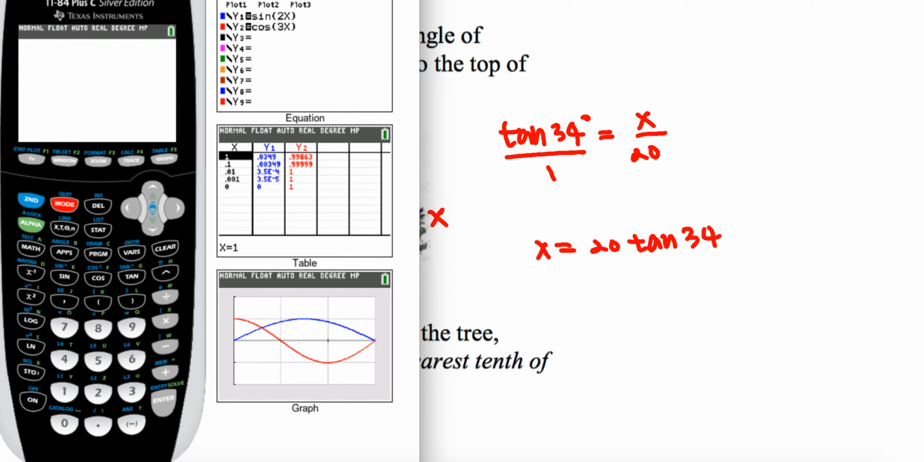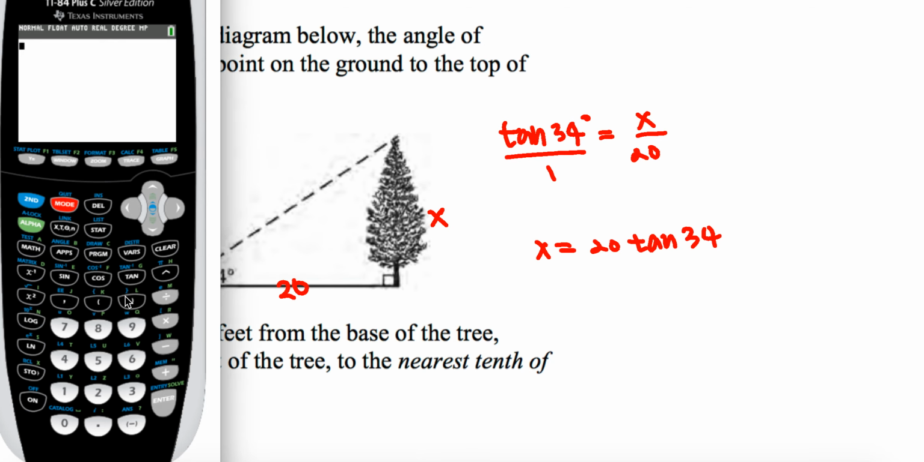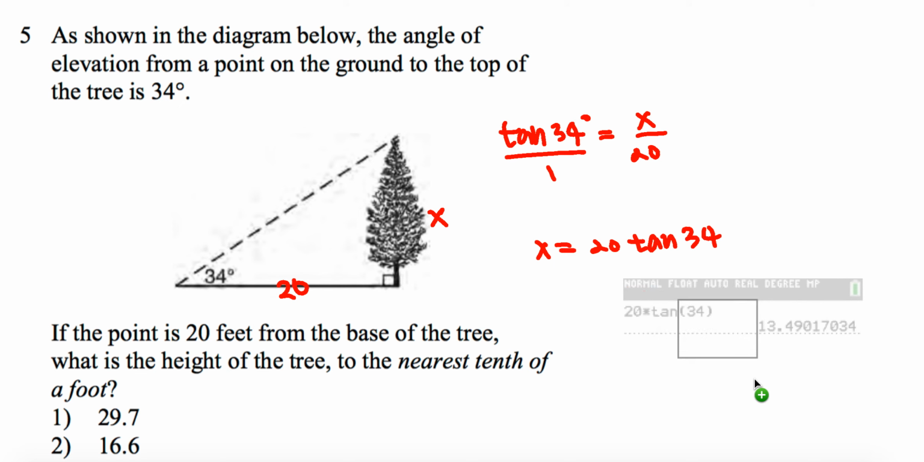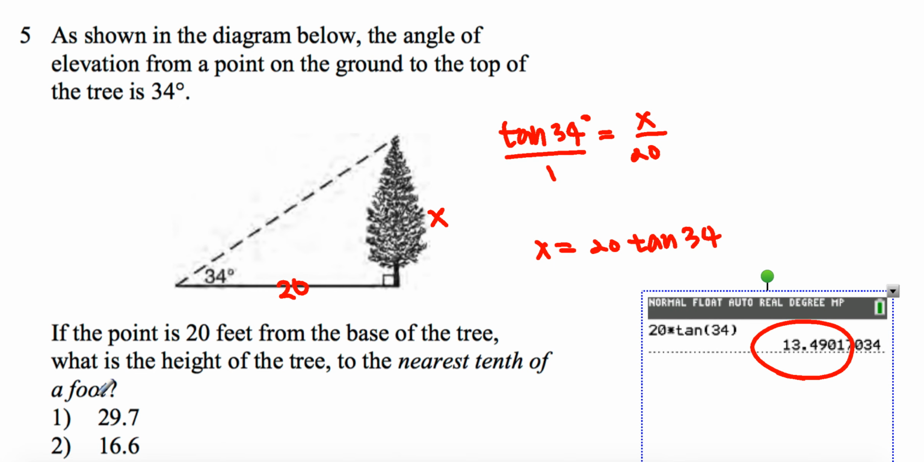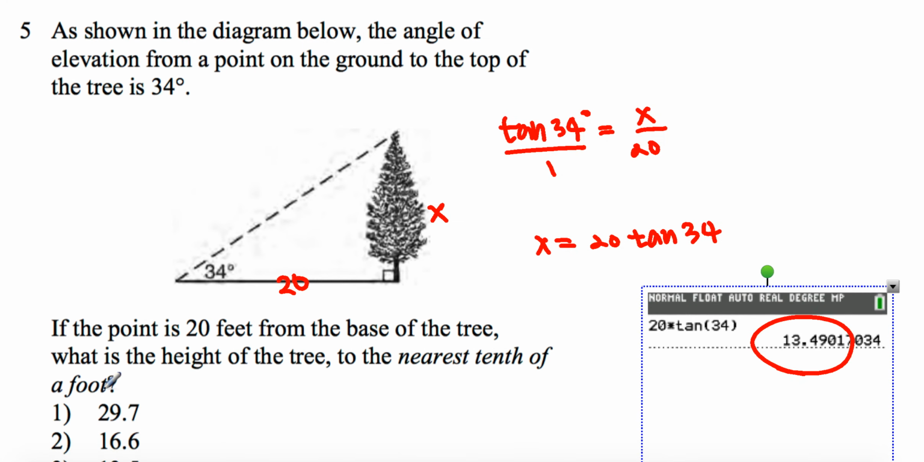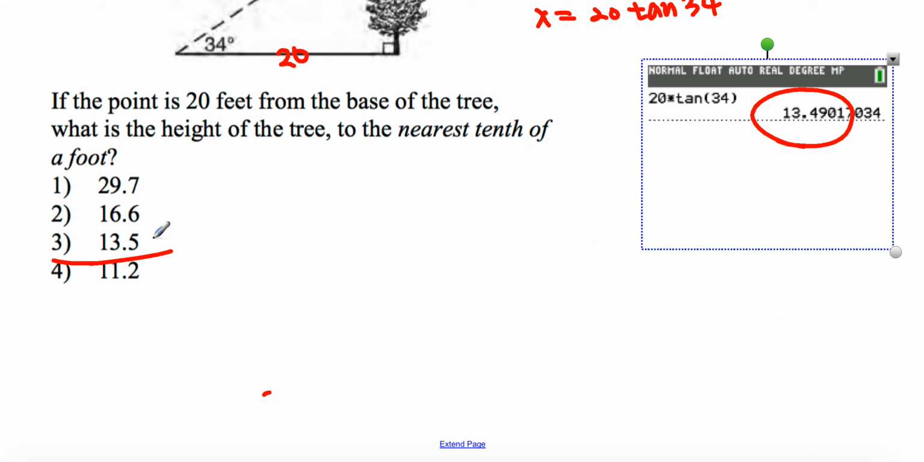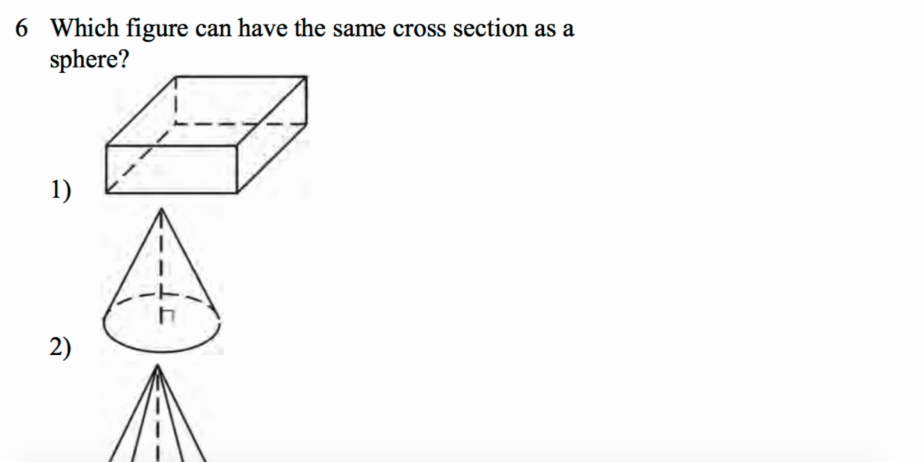All right, now then I could have tangent 20 times tangent of 34. Then you can see that it's about 13.5. So our answer will be choice 3 becomes the answer. All right, let's move on to the next question.